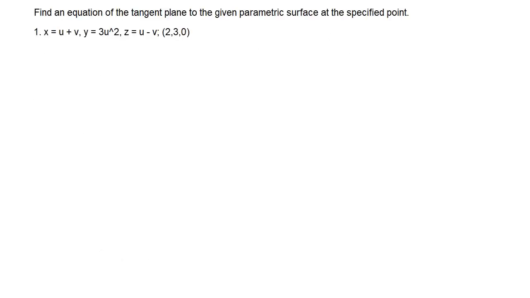So for number 1, we have to find an equation of the tangent plane to the given parametric surface at the specified point. The parametric equations are x equals u plus v, y equals 3u squared, and z equals u minus v, and the specified point is 2, 3, 0. Realize that we can also rewrite these parametric equations inside a vector function r in terms of two parameters, u and v. Once again, that's going to be equal to the x component, u plus v, times i, plus the y component, 3u squared, times j, and then plus the z component, u minus v, times k.